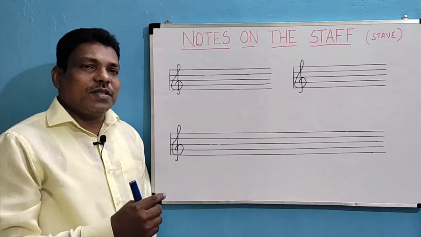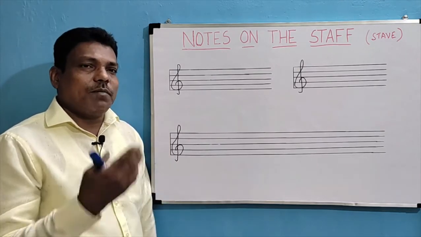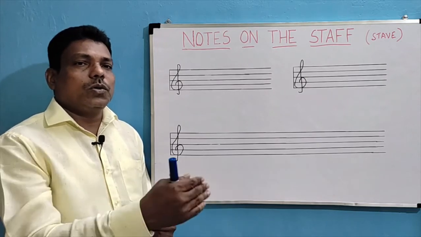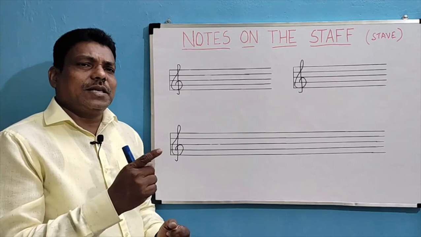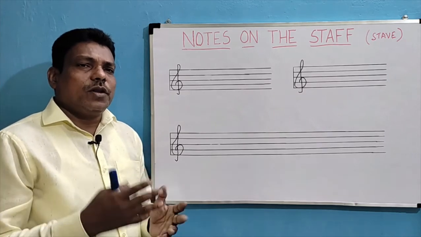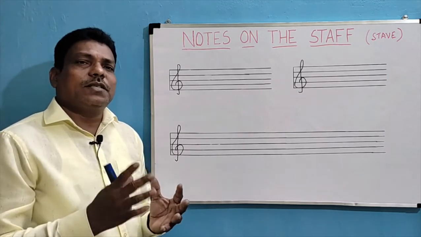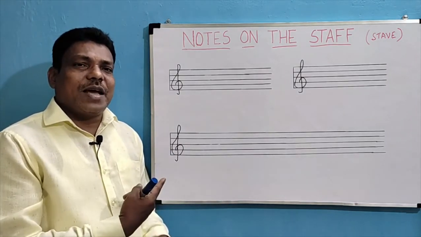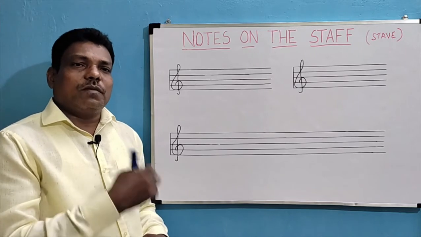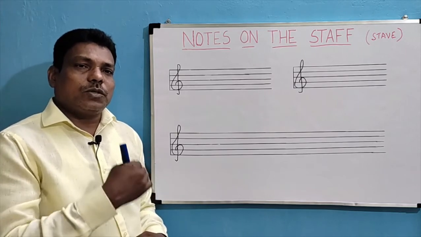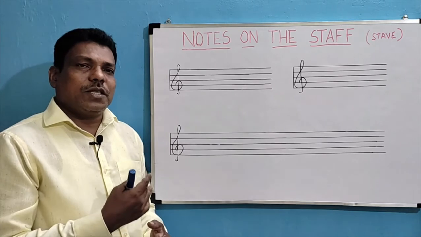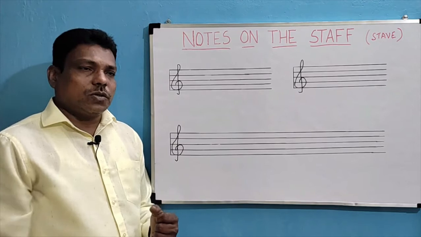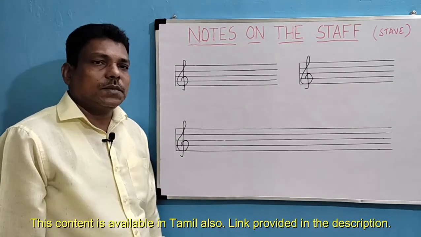Also, if you write in the stave lines, you can mention the value of the note, how long to play the note. If you write it just as the alphabet C, how will you know how long to play the note? Is it a short note or a lengthy note? So if you write it in the stave lines, you can mention both which C it is, low C or high C, as well as the value of the note. So let's go to the lesson.